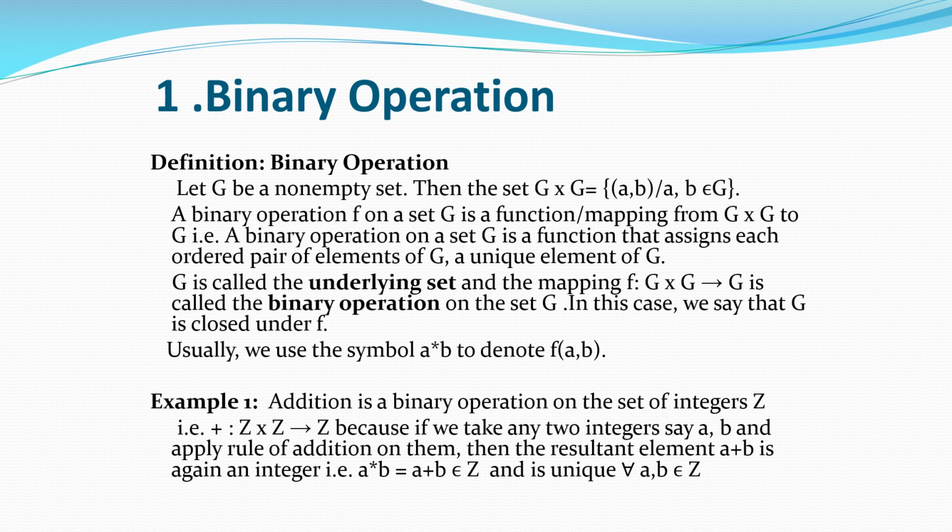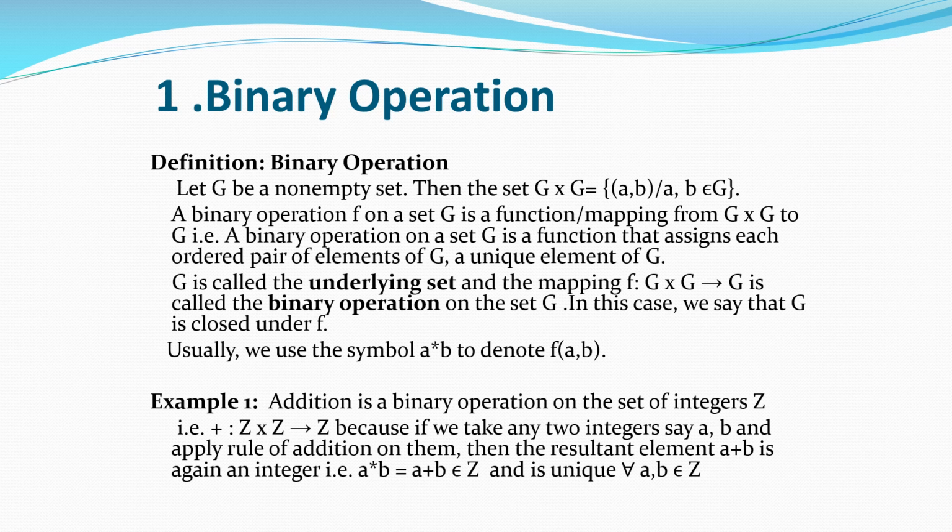Now, whenever f is a binary operation on set G, G is called the underlying set, and that mapping f is called a binary operation on the set G. In other words, we say that G is closed under f. Now, instead of using f, we use the symbol A star B to denote f applied on that (A, B). Now, to clear the concept of binary operation, we see some examples.